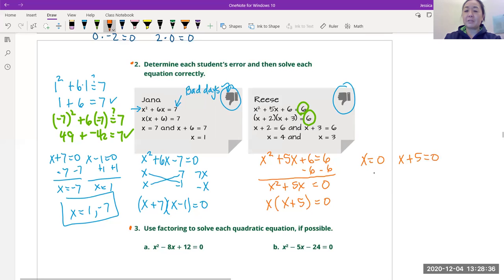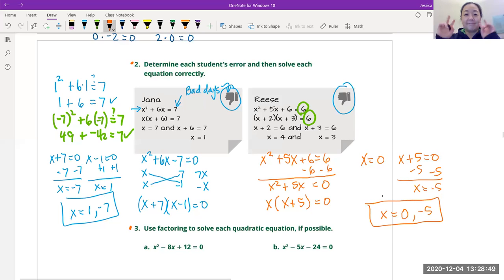So how do I solve x equal to 0? It's already solved for. You don't have to do anything else. And this one is just going to be subtract 5 on both sides, so x is equal to -5. So what are your two answers? 0 and -5. Yay.